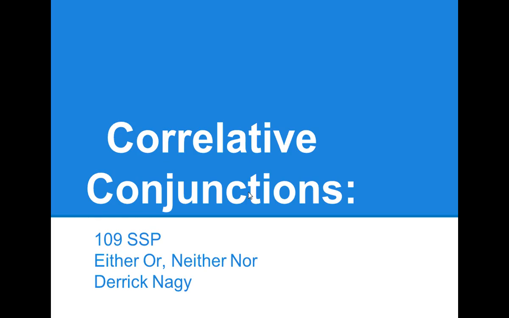Hi everyone, today we're going to be talking about correlative conjunctions, and specifically either or neither nor. This is a special kind of grammar that can put two sentences together when we want to show a choice or when we have no choices at all.